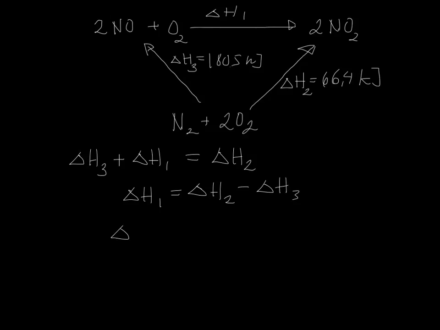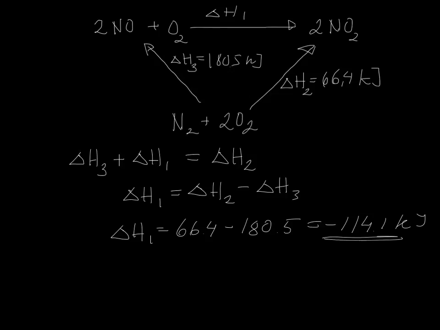Okay, let's put in the values. Delta H1 equals 66.4 minus 180.5 equals minus 114.1 kilojoule. And that is the answer. Do you think that is easier? Then use this model.